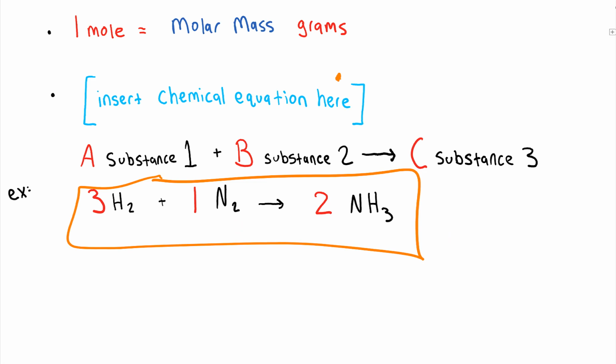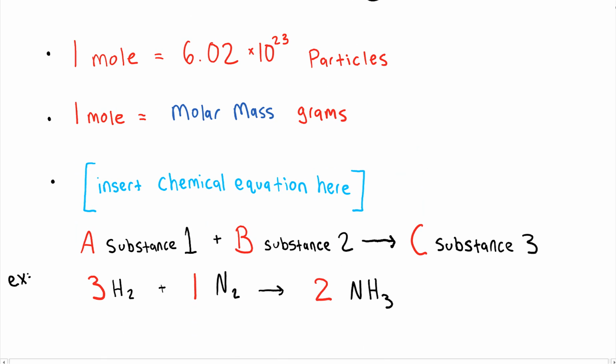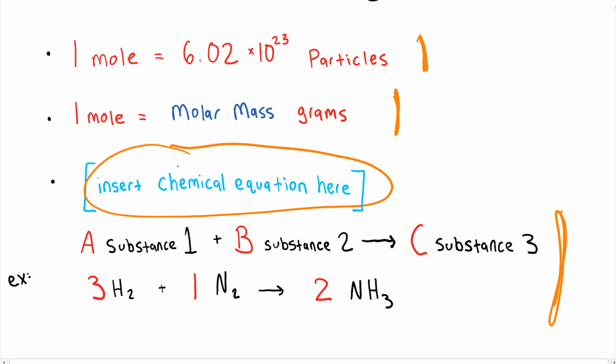And the only things you need to do stoichiometry, the only 3 facts you need, are this, the definition of a mole, this, the ability to calculate the molar mass of a chemical, and this, some chemical equation or recipe that you're analyzing.